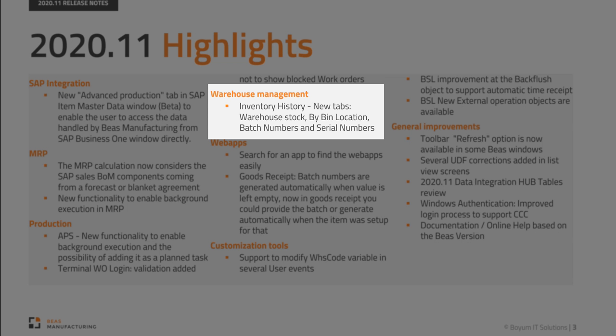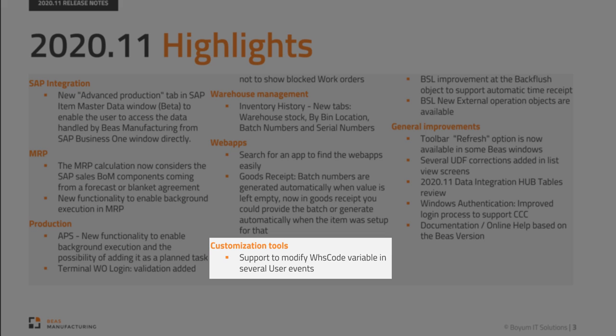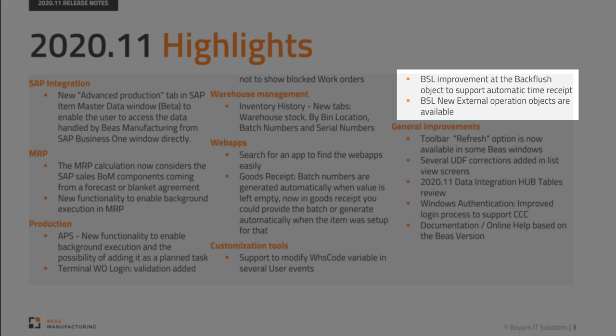We have added several new tabs in the Inventory History window. In the Web Apps terminal, now you can search for an app or tab to find a web app easily and fast. For the Goods Receipt web app, we have added automatic generation of batch and serial numbers. We now support modifying the warehouse code in several user events. We improved the Beas service layer with backflushing objects supporting automatic time receipt and added the BSL external object.